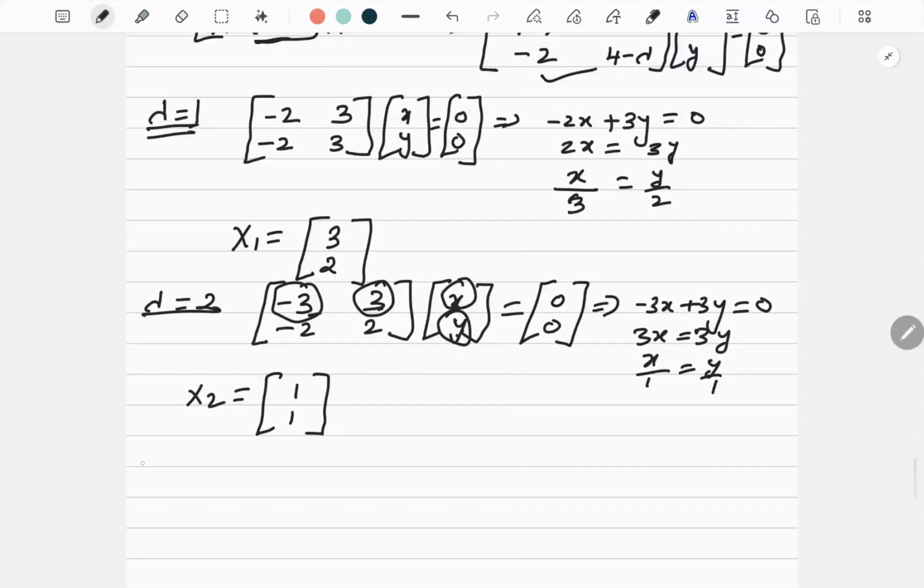So, now what is my modal matrix? Modal matrix P is equal to, what is the first eigenvector? 3, 2, 1, 1. Correct? So, now I got my modal matrix. Now, what is my next work? I need to find the inverse of this modal matrix.